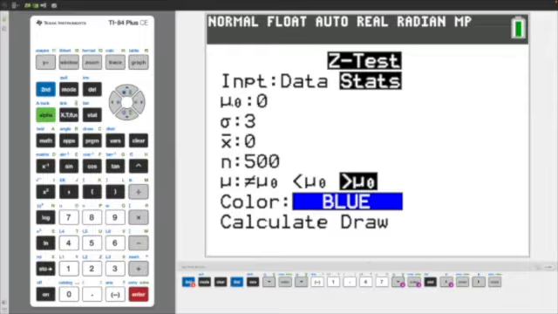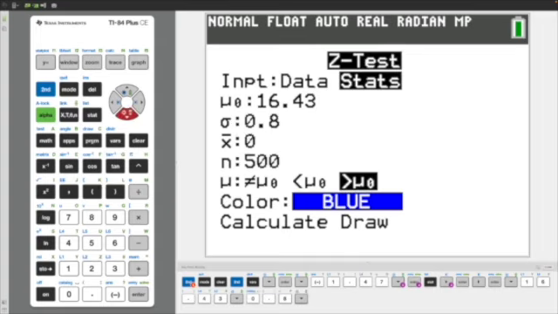Mu sub 0. This is the number from our null and alternative hypothesis. So that is going to be 16.43. Sigma is the population standard deviation. That was given to us as 0.8. X bar is the sample mean. He had a sample mean of 16 seconds with the 15 swims. So that's what N is.